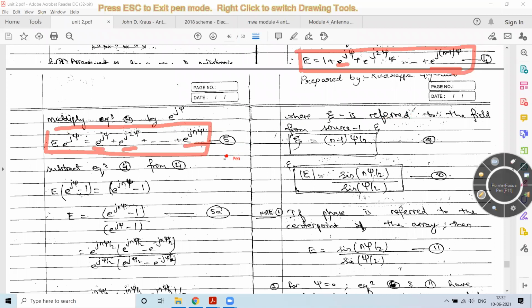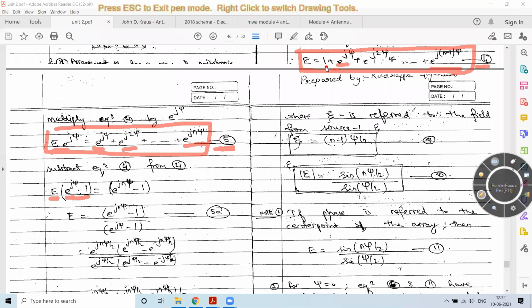Now what we do is, we subtract equation 4 from equation 5. So we consider 5 minus 4. If we do that, what will we have? On the left hand side, we have E into e raised to j psi minus E. E is common. Therefore, we will have E into e raised to j psi minus 1.